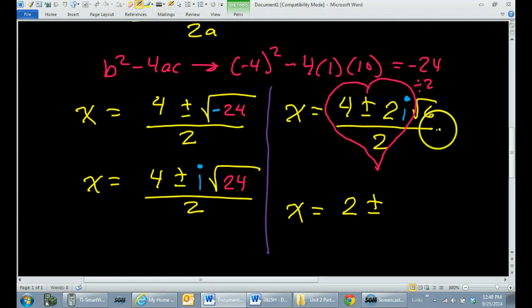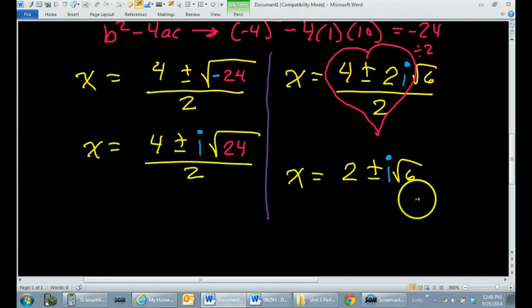And I still have my square root of 6. Now this denominator, again, 2 divided by 2 is 1, but I don't need to put the 1 when it's on the bottom. And don't forget your i. It's hard to see when you don't have an i. So this is what I will have, 2 plus or minus i radical 6, and this is your final answer for this particular problem.